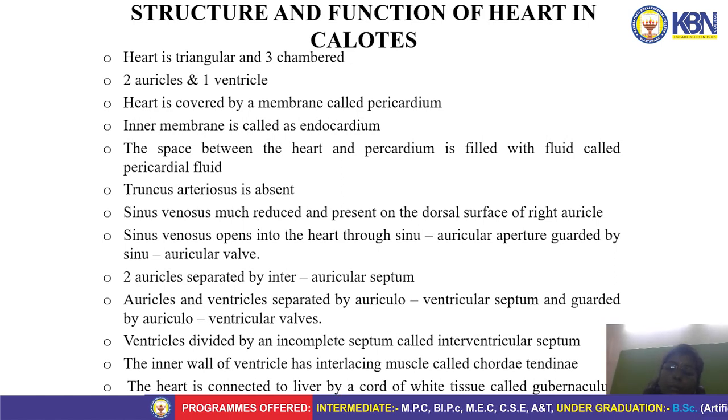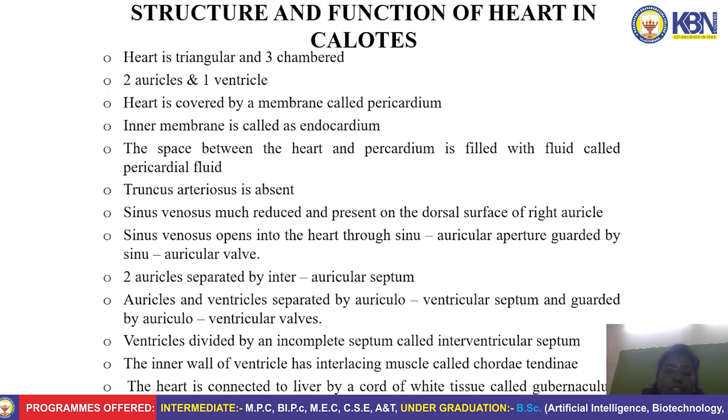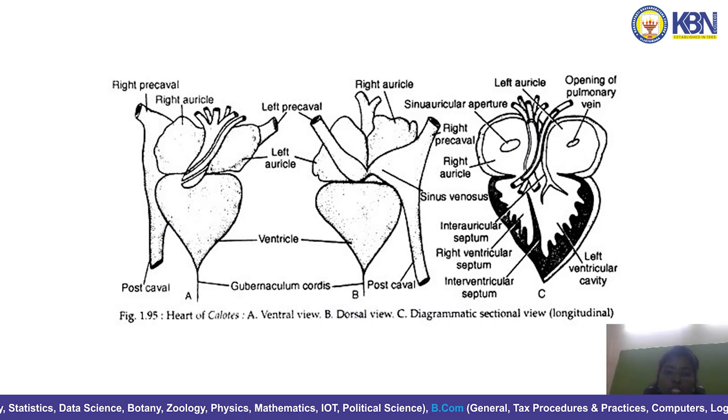Two auricles are separated by the interauricular septum. Auricles and ventricles are separated by the auriculoventricular septum and guarded by auriculoventricular valves. The ventricle is divided by an incomplete septum called the interventricular septum. The inner wall of the ventricle has interlaced muscles called chordae tendineae. The heart is connected to the liver by a cord of white tissue called the gubernaculum cordis. This is the structure of the heart.